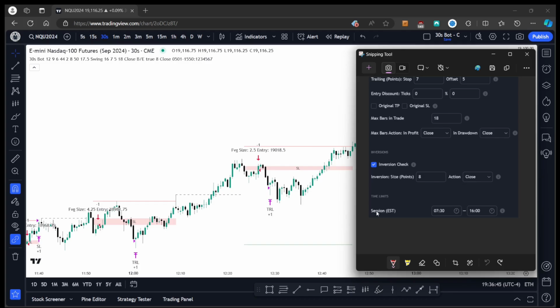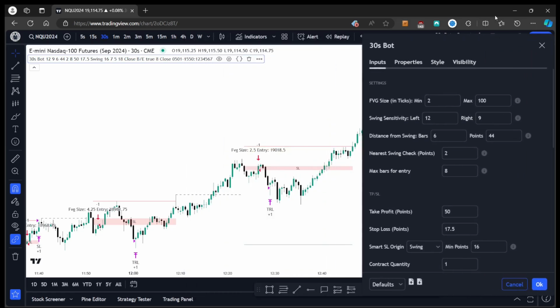The last relevant setting is the session time. This is the time during which the strategy will take trades, and in this case, it's from 7:30 a.m. Eastern time to 4 p.m. Eastern time. All the times here are in Eastern or New York time. That is the general limit on the time frame.